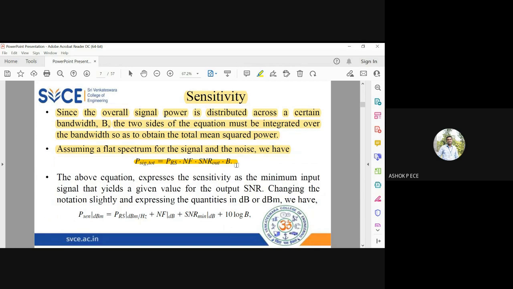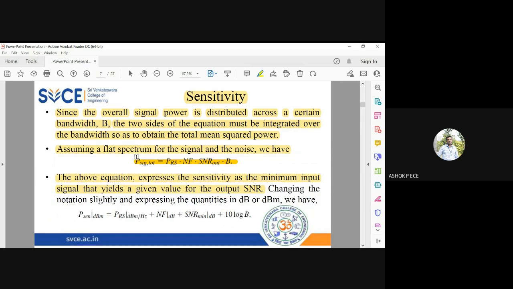Even for measuring the signal power, we always consider a range of frequency, which is called the bandwidth. So the above equation clearly expresses the sensitivity required for the given SNR. If you fix the SNR, I can fix the signal power required. So if SNR is minimum, then this P signal output becomes your sensitivity, because sensitivity is the minimum acceptable signal level which your receiver can decode in very good quality.